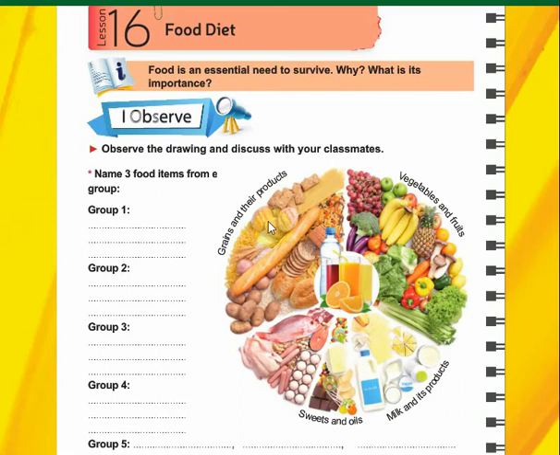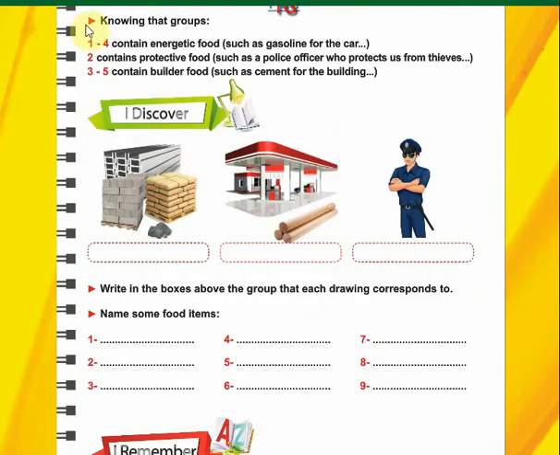In group 1 we have grains and their products. In group 2, vegetables and fruits. Group 3 contains milk and its products. Group 4 contains sweets and oils, and group 5 contains meat, chicken, eggs, and some beans. From this lesson, you have to remember that groups 1 and 4 contain energetic food, group 2 contains protective food, and groups 3 and 5 contain builder food.